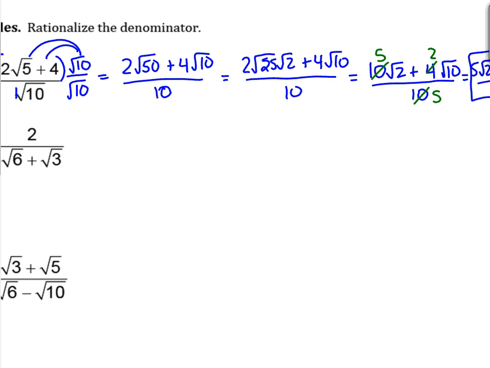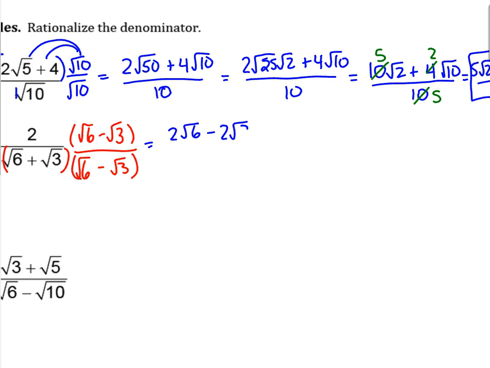Okay, the next one. What would we multiply the numerator and denominator by? Do you want to try it by yourself? Yes. Okay, try this one. Start with your conjugate. It's not a trap. Start writing this one down. So you should have 2 root 6 minus 2 root 3 all over 6 minus 3, or 2 root 6 minus 2 root 3 all over 3. Can you go any further with that? No, that is your answer.